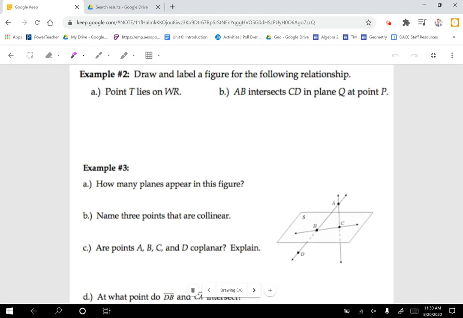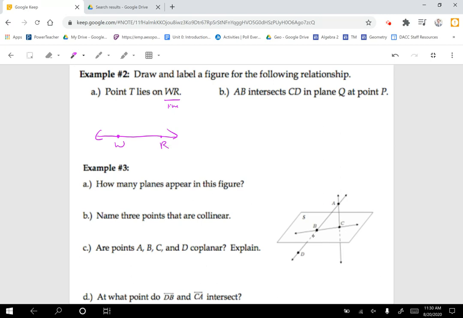Next, from number 2, drawing some things. So point T lies on WR. I know that this has 2 letters, so this is going to be a line. So I'm going to draw a line. Draw more slowly. There we go.